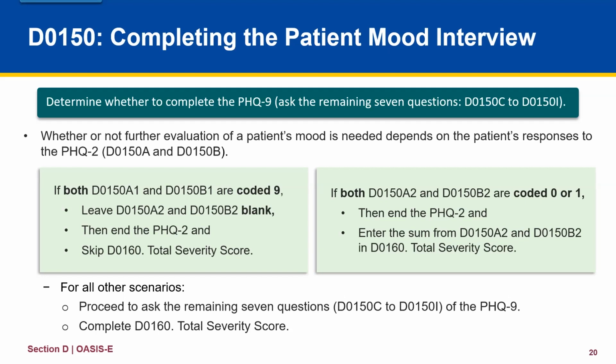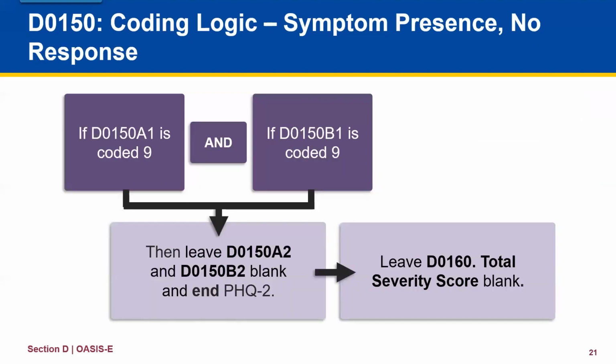Now, that's a lot of ifs and ands, so let's break this down a little bit more visually to help clarify. Let's think about a scenario where the patient is rarely or never understood, and the symptom presence for the first 2 items is coded with a 9, and the symptom frequency is left blank. So if both D0150 A2 and B2 are blank, then there's no need to continue the PHQ-9 in the PHQ-2 patient mood interview, and leave D0160 total severity score blank.